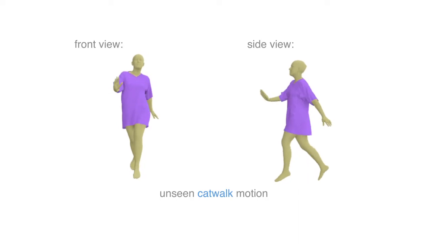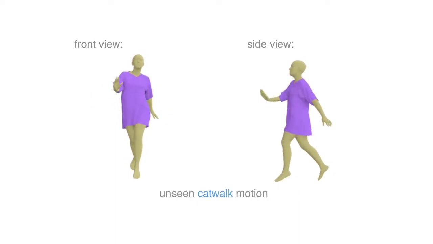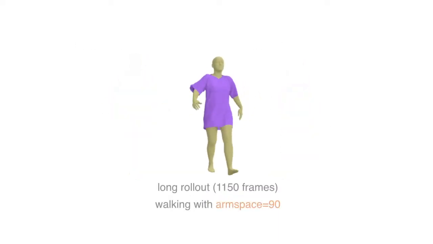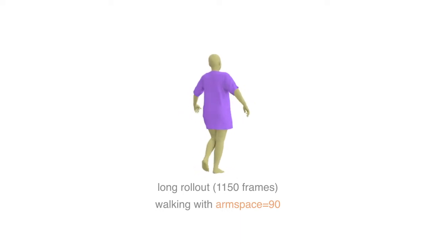Here we test our method by applying a different walking style of a catwalk. We test the stability of our network at predicting a long motion sequence by iterative rollout prediction for more than 1,000 frames. Note the effects arising from the interaction with the underlying body.